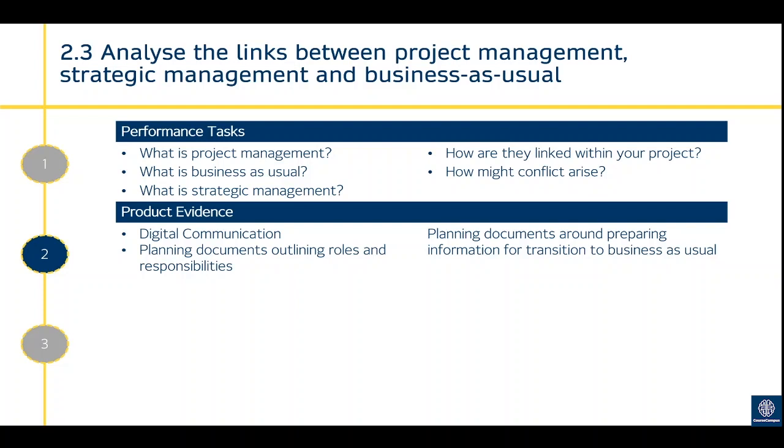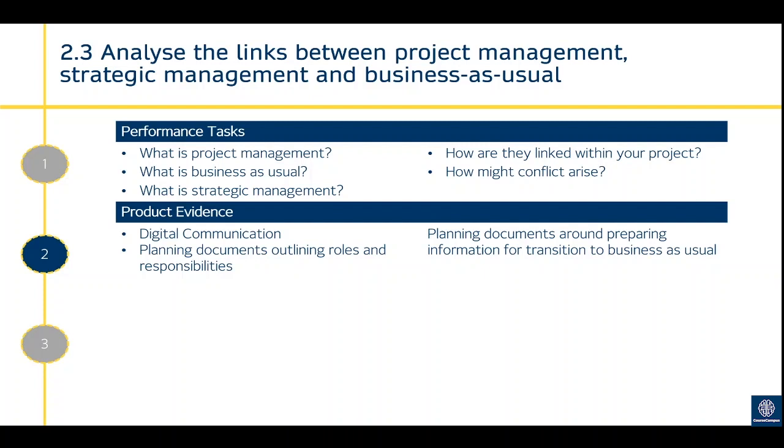Project management will then hand over the completed project to business as usual. Business as usual can be considered as the business's regular operation or operational team. So there's clear links between the three groups, and it's important that they are clear. Everyone knows what they're responsible for, and the communication is good between these three elements, because if there isn't, it could result in conflict. So what is project management? What is business as usual?